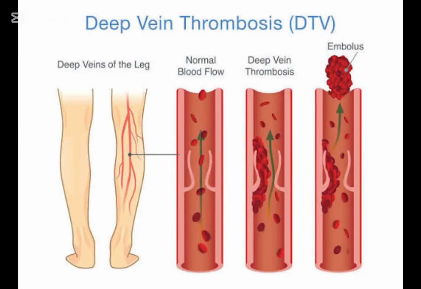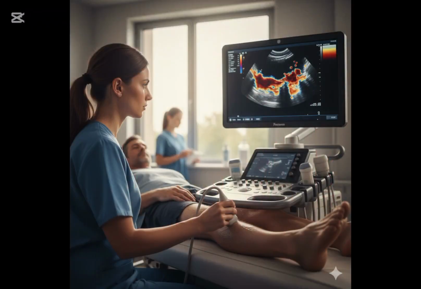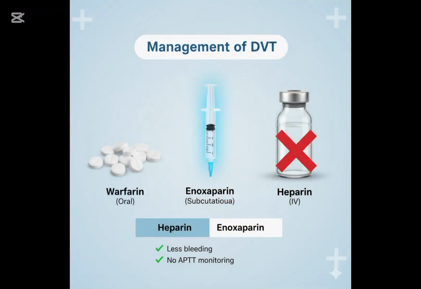It refers to the formation of blood clot inside a deep vein, most often in the lower limb. To confirm the diagnosis, the most reliable test is a lower limb venous duplex scan. When it comes to the treatment, traditionally we used a combination of heparin and warfarin, but now subcutaneous enoxaparin is preferred. It carries a lower risk of bleeding, and unlike heparin, it doesn't need APTT monitoring.